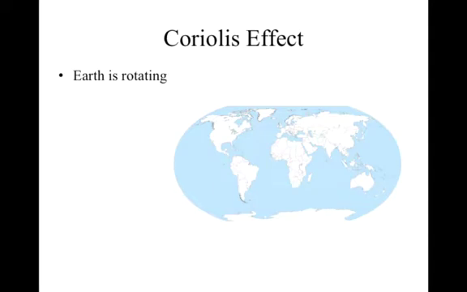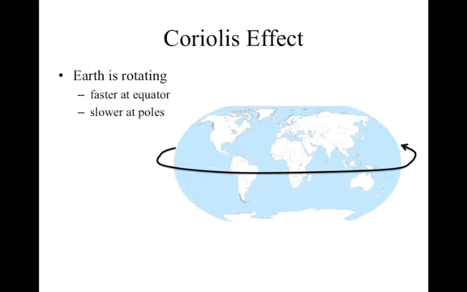So the Coriolis effect occurs because the Earth is rotating. We all know that. We all maybe know that the Earth rotates sort of in the direction where if you took Alaska and moved it towards Russia, it kind of goes around in that direction. But here's what happens with the Coriolis effect. It turns out that the Earth is moving faster at the equator than it is at the poles. And that's because it's fatter at the equator.